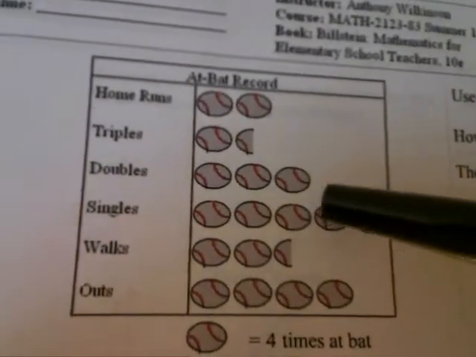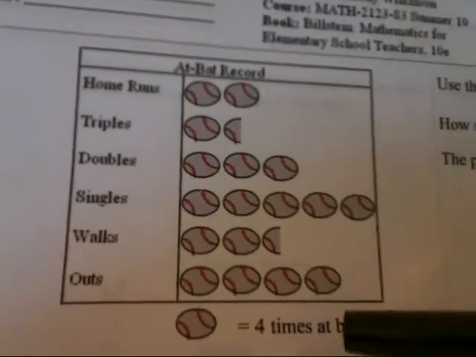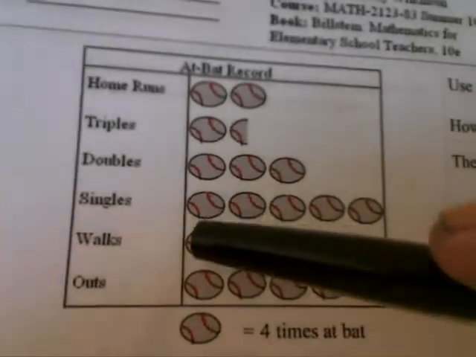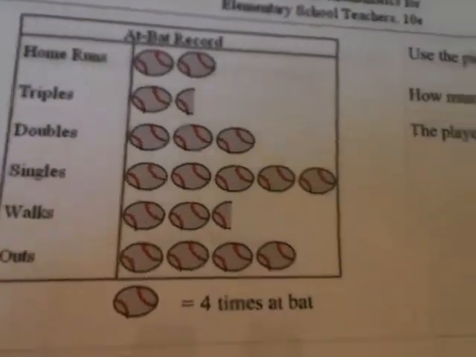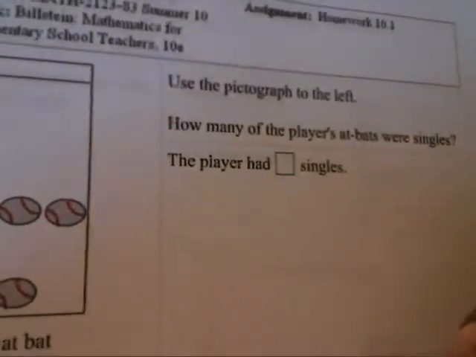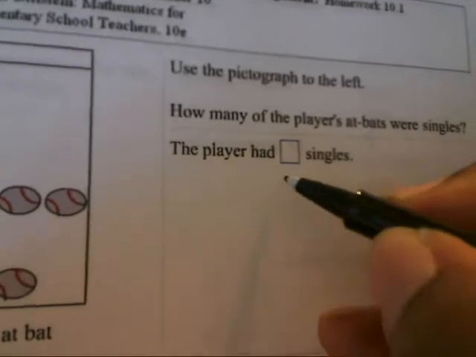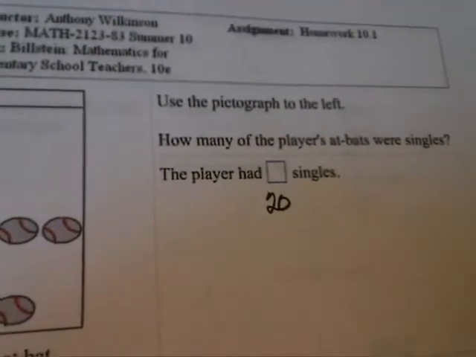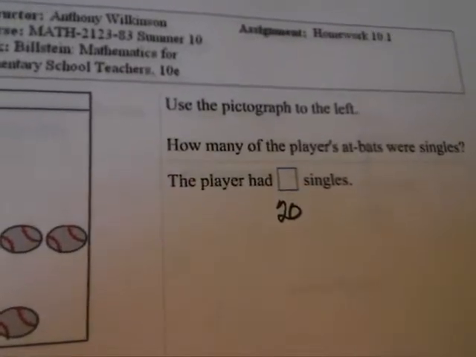Here we have 5 baseballs. Each of those baseballs represents 4 times at bat. So if you multiply 5 times 4, you're going to get 20. So in this case, the number of the player's at bats that were singles was 20. So this player had 20 singles.